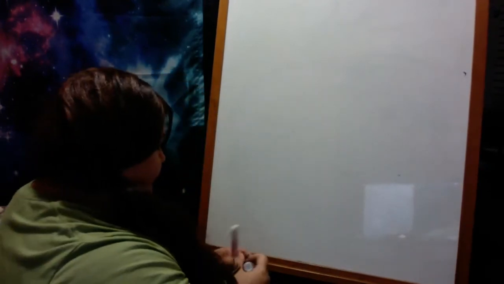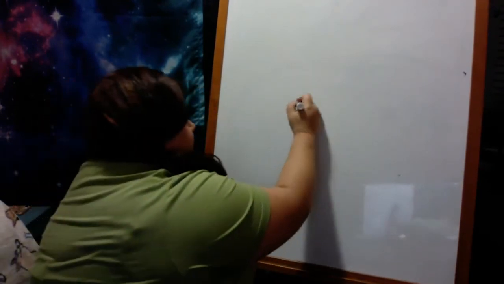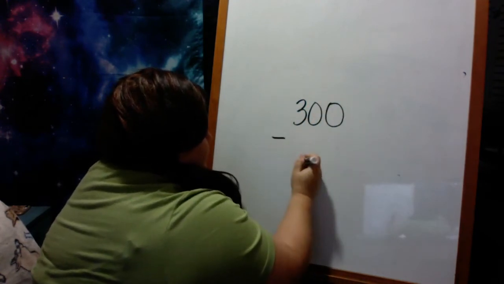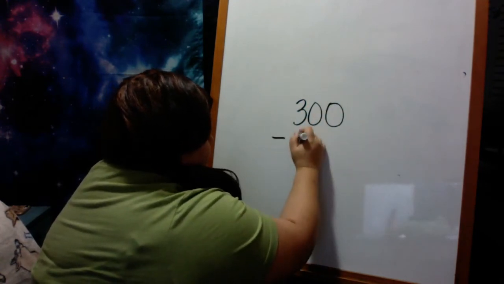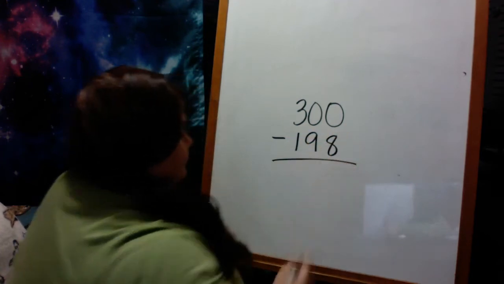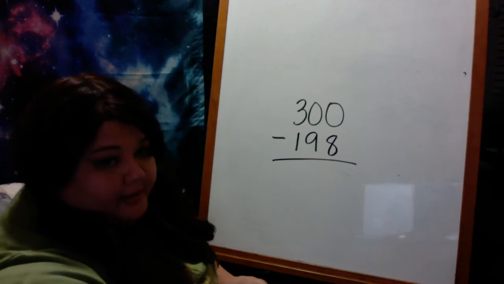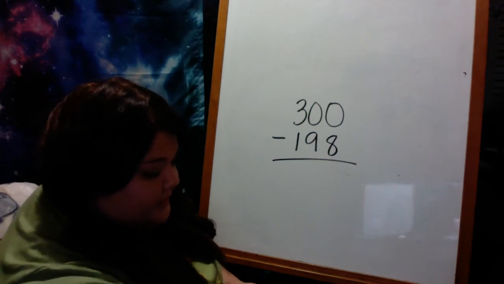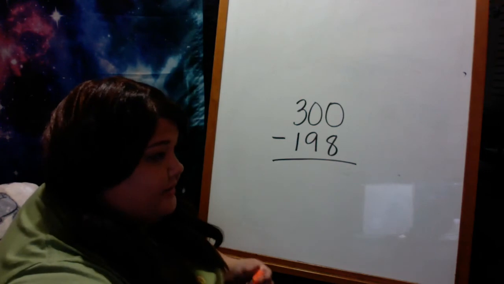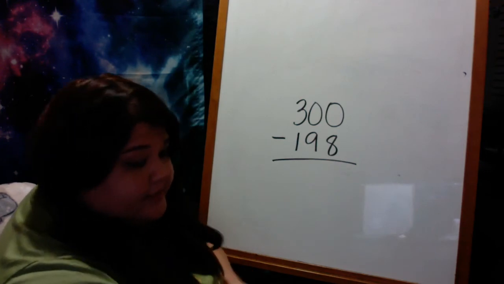This time, let's do 300 minus 198. Okay. Boy, subtracting across zeros is difficult. It is complex. It's hard to remember all of the steps.